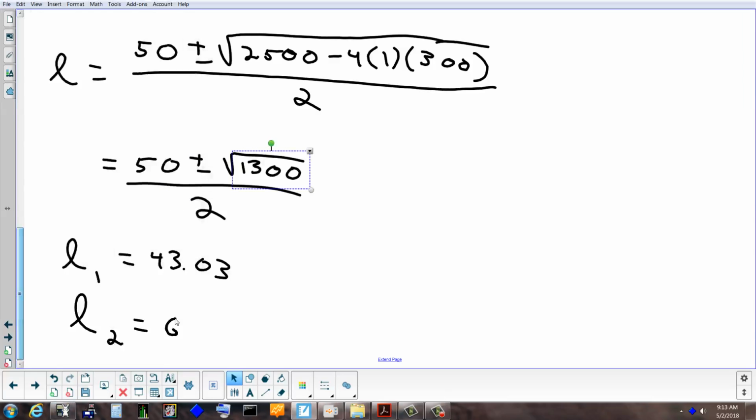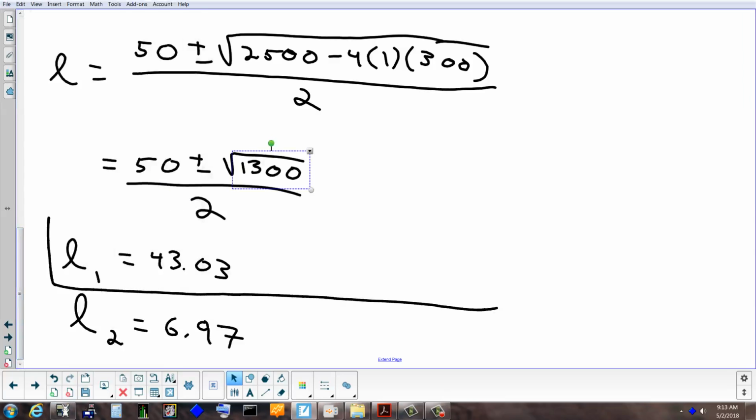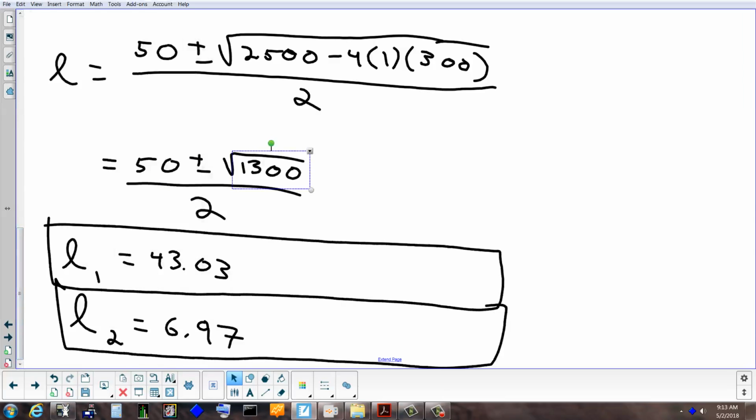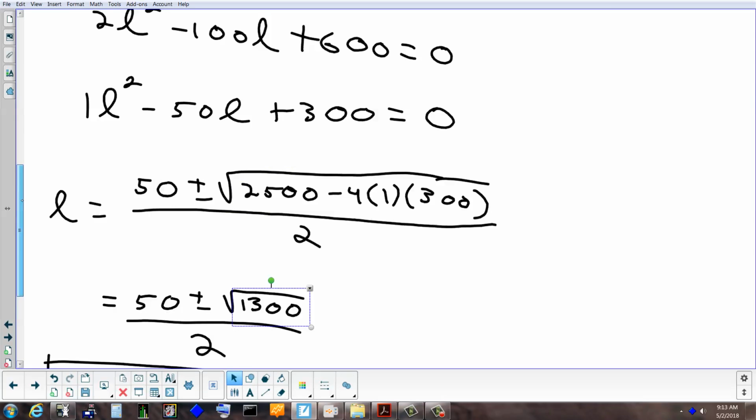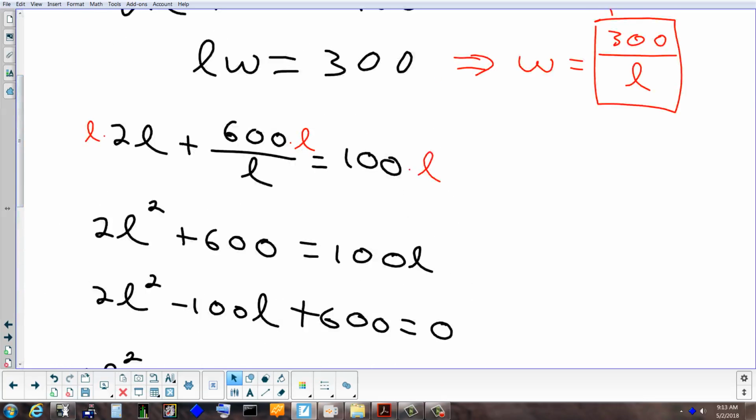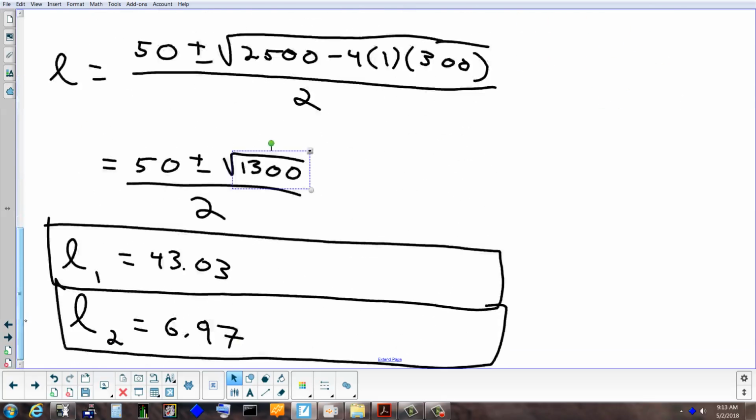6.97. Okay, so we have each of our lengths. Now that I have the lengths, what else do I have to find? Yeah? The widths. So to find the widths, just take 300 divided by the length, and that's the width. So let's try that here.